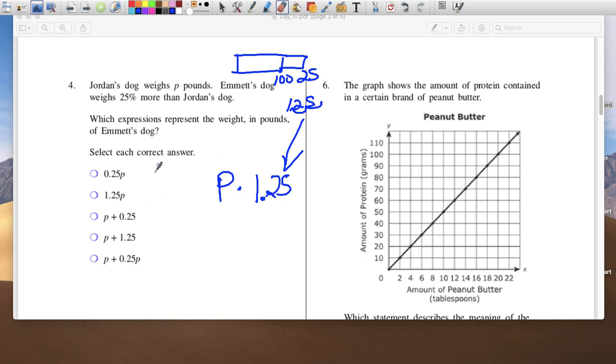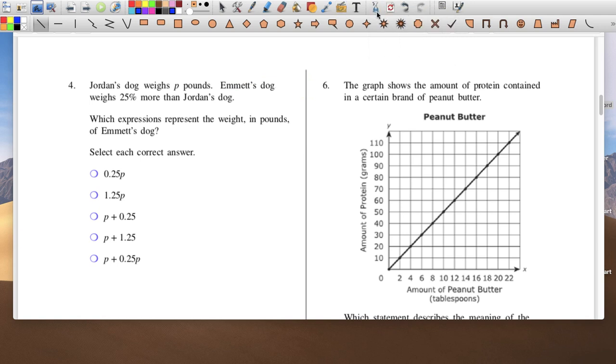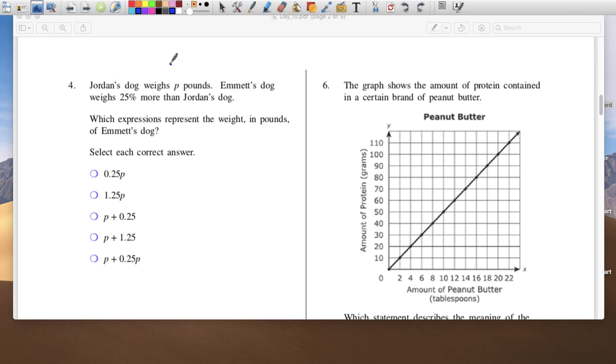So to find the weight of Emmett's dog, you would do that. And again, you know what? I'm going to actually change this, and I'm going to change it with numbers. So Jordan's dog weighs 100 pounds. Emmett's dog weighs 25% more than Jordan's dog, right? So how can I find the answer? So here's Jordan's dog, who weighs 100 pounds. Actually, 100 is a bad example.